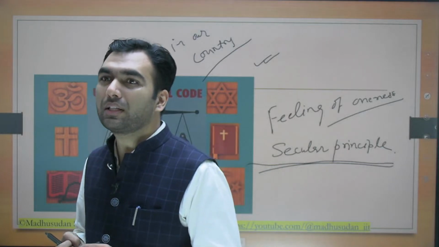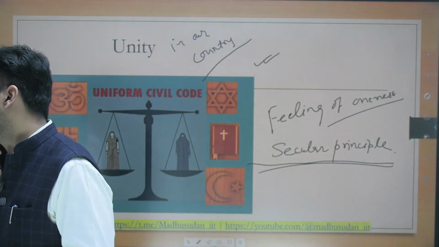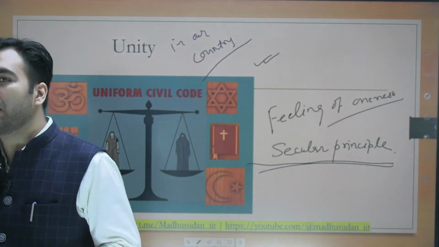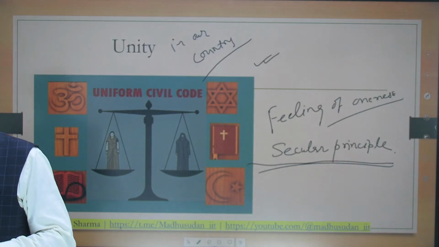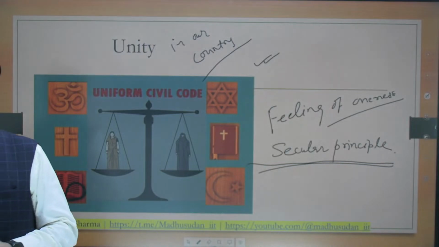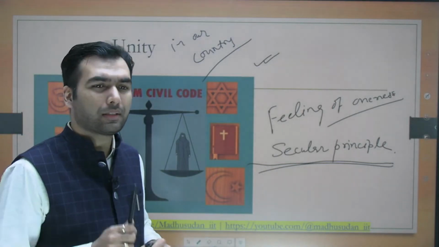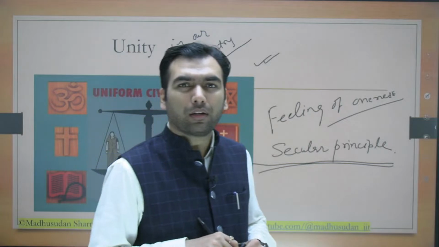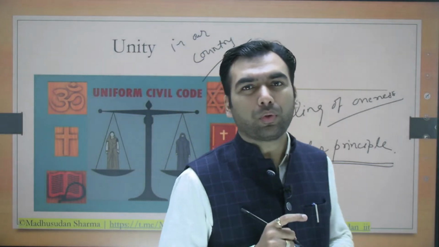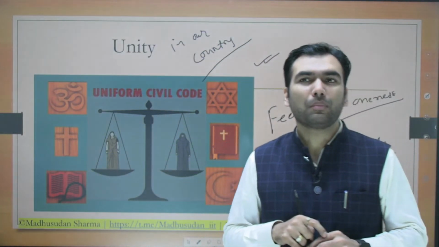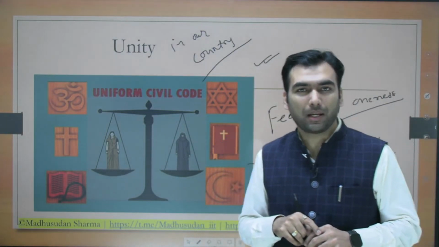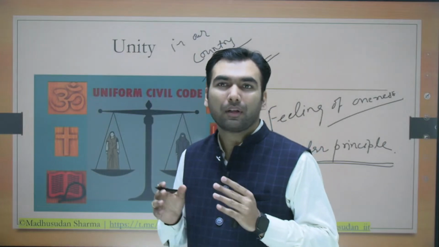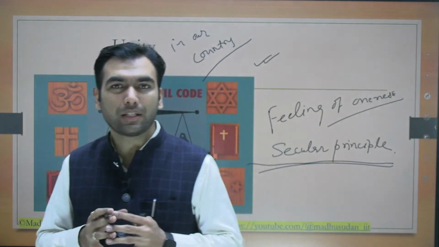Okay, that's the logic, that's the argument which is being given for bringing about a uniform civil code. Then the question that must come to your mind: the constitution makers wanted that there should be a uniform civil code, and you must be knowing that our constituent assembly also acted as parliament. It made laws for many years when it was in existence.